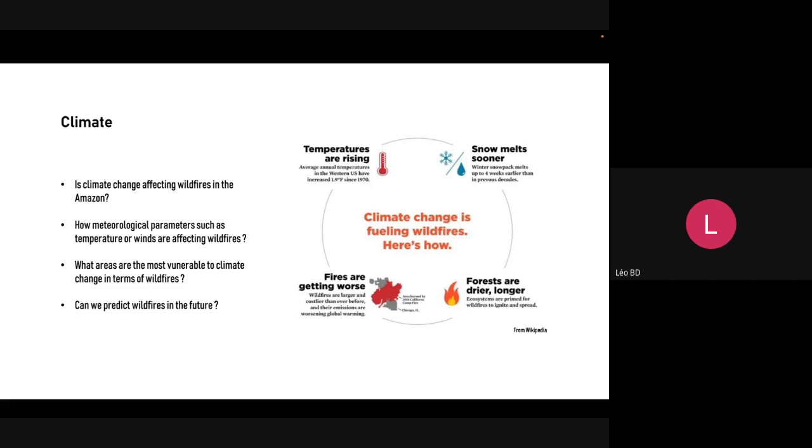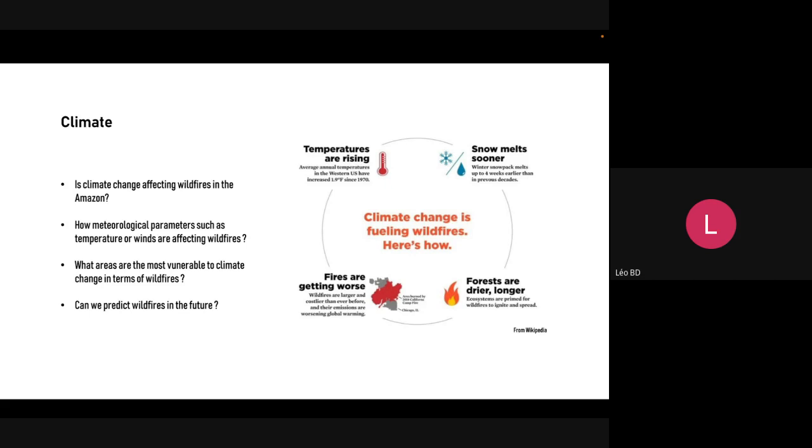Another question that I stated was, what areas are the most vulnerable to climate change in terms of wildfires? As before, some areas were really vulnerable to political actions, maybe in terms of wildfires. Well, maybe some areas are also very vulnerable to climate change in terms of wildfires. So we have to study both cases.